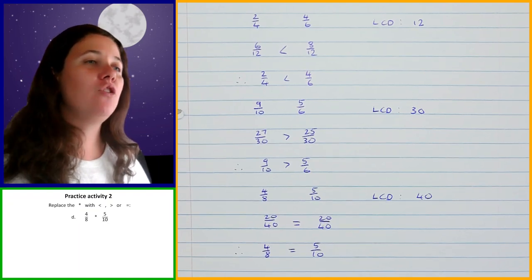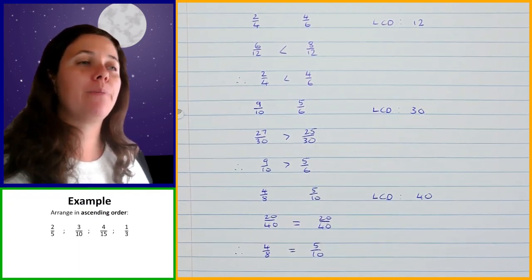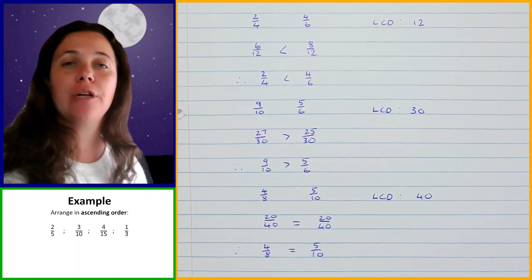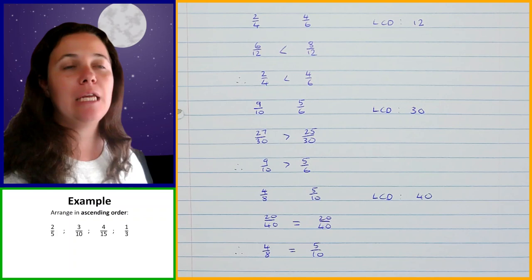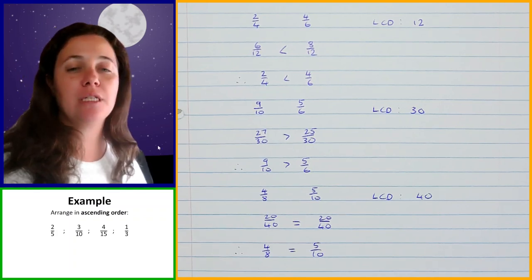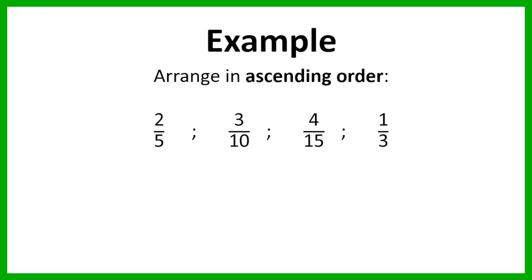Right, now let's have a look at what we do when we are asked to compare more than two fractions. So all the ones we've done up until now, we've been comparing and just being asked, is it greater than, less than, equal to? But now you're being asked to arrange these fractions in ascending order. Now remember, ascending means going up from smallest to biggest. So we need to arrange these in ascending order. In order to do that, we need to actually compare them and see which ones are bigger, which ones are smaller. Okay, I can't arrange them if I don't know what sizes they are in comparison to each other.